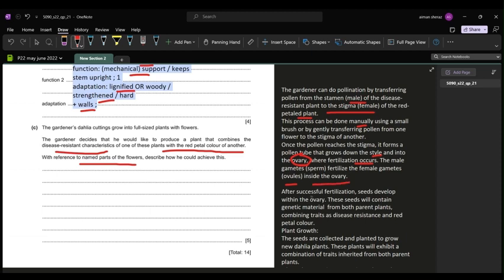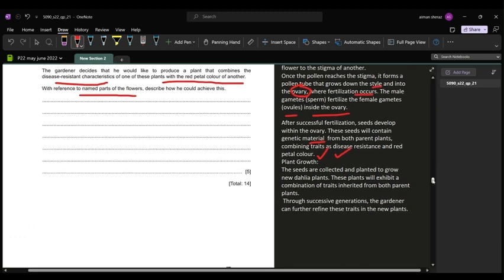And after a successful fertilization, the seeds will start to develop within the ovary. And these seeds will contain the genetic material which is going to be of both parents combined. So there will be the trait of being disease resistant and also of having a red petal. Now, the seeds are collected and planted to grow new dahlia plants that would have the combination of both these traits inherited from both the parents.